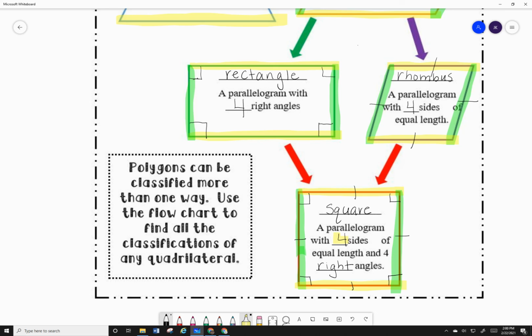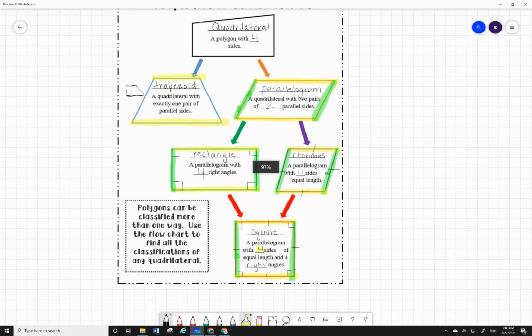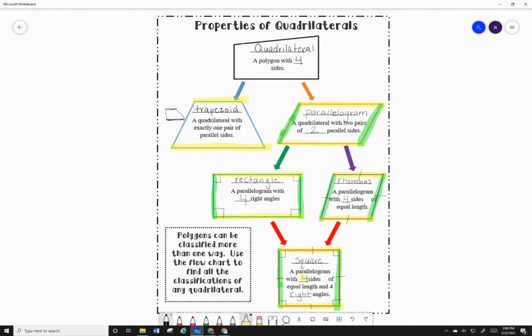So this shape can be called a square, a rhombus, a rectangle, a parallelogram, and a quadrilateral. It qualifies as all of the shapes leading up to quadrilateral in this chart. The only one it doesn't qualify to be is a trapezoid, because a trapezoid only has 1 set of parallel sides, while a parallelogram must have 2 sets of parallel sides.